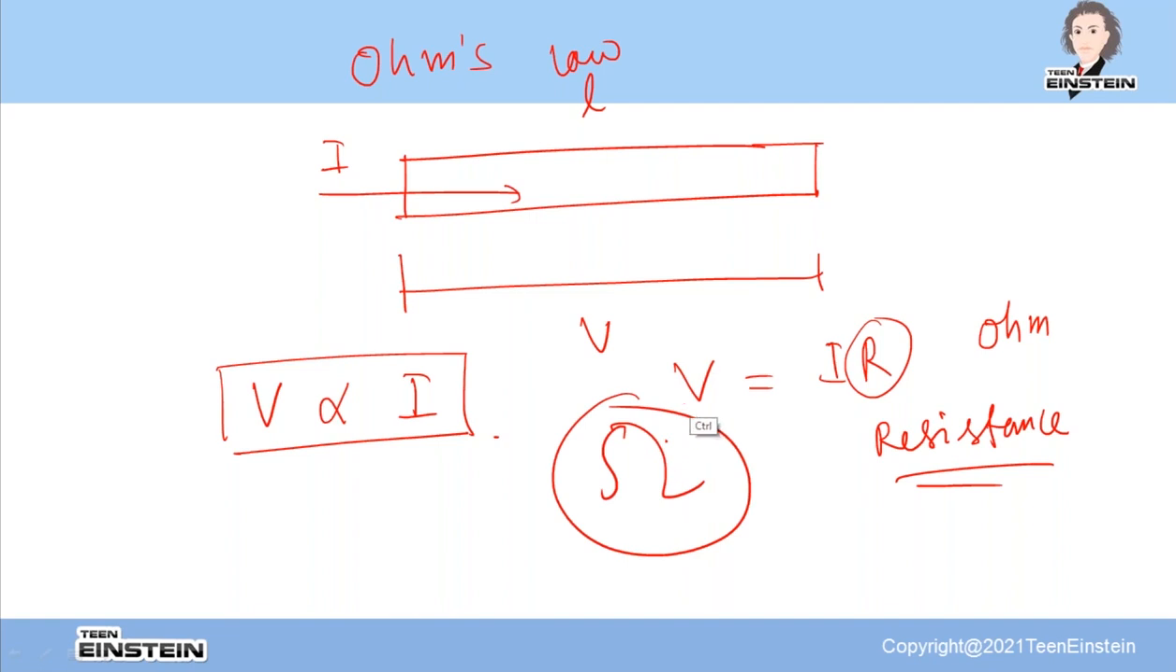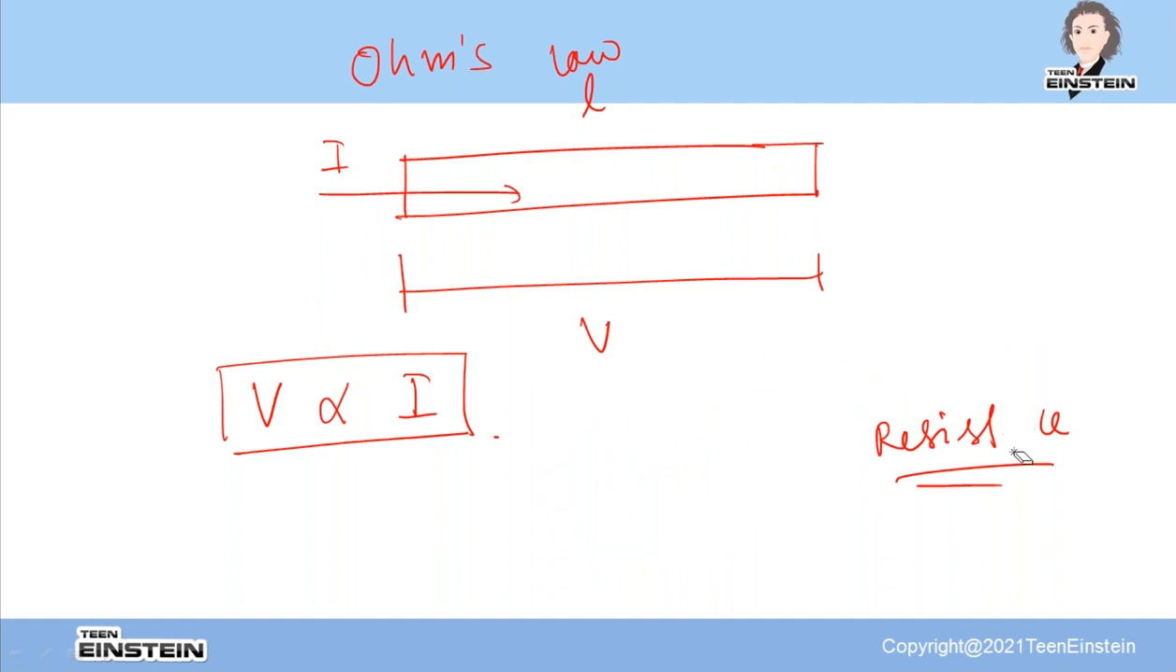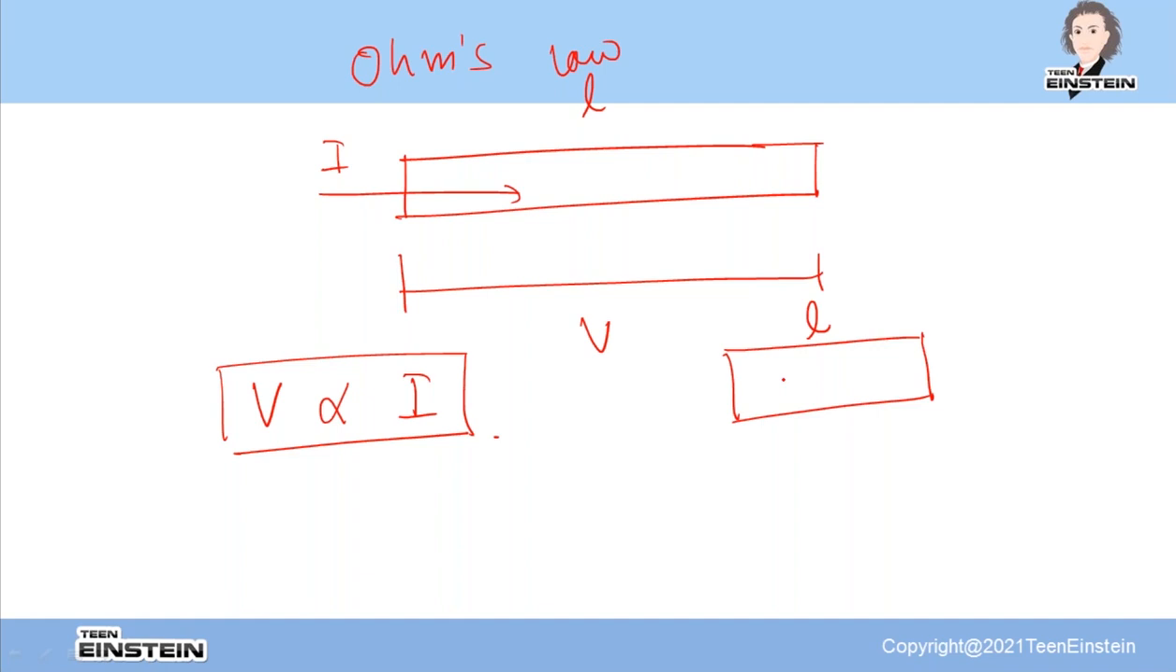Now what else? He had again discovered that suppose there are two identical conductors of length L and the same dimensions, all other dimensions the same, and they are connected in series, like this.